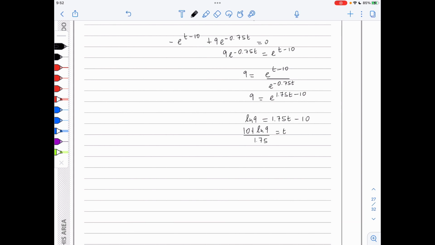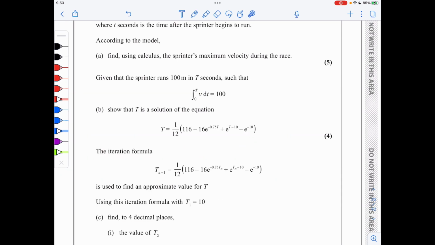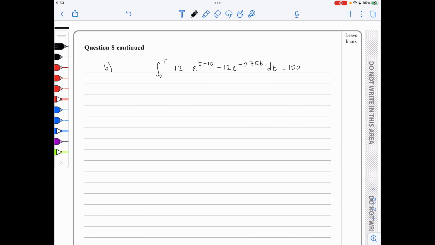We haven't finished. We need to find the velocity at this time. So when t = (10 + ln 9)/1.75, I will be substituting this into the expression for v, and we get that v turns out to be 11.9 meters per second. For part B, we are told that the sprinter runs 100 meters in capital T seconds, so that this integral here gives a value of 100, and we need to show that capital T is a solution of this equation here.